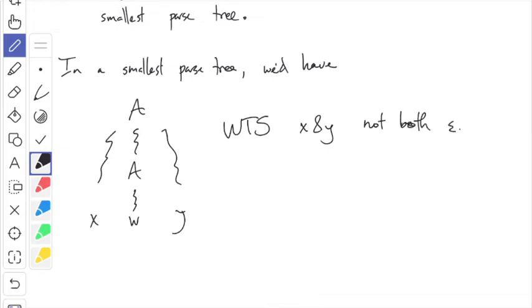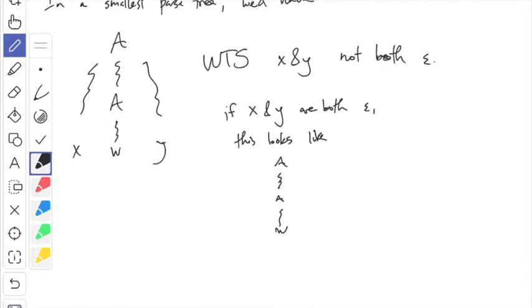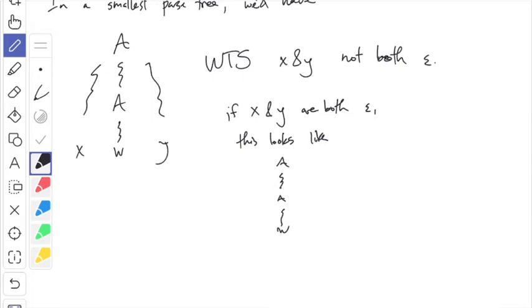Well, this is simple. Assume just very briefly, for a contradiction, that X and Y are both the empty string. Then this looks like A, W, like there is no X and Y. They're just nothing. If the X and Y are both the empty string, but then this won't be the smallest parse tree.